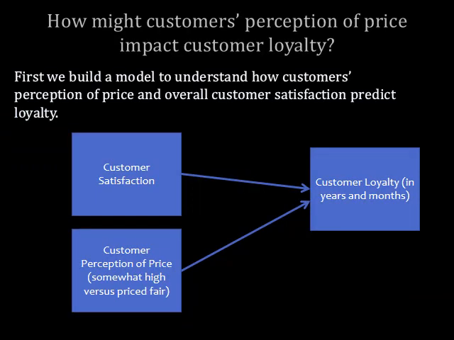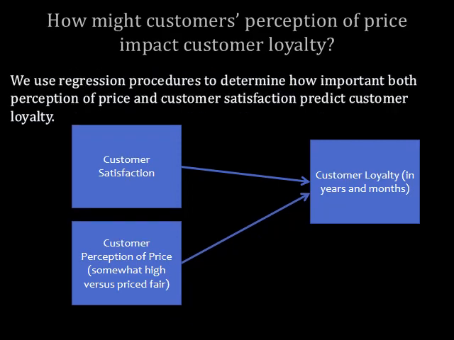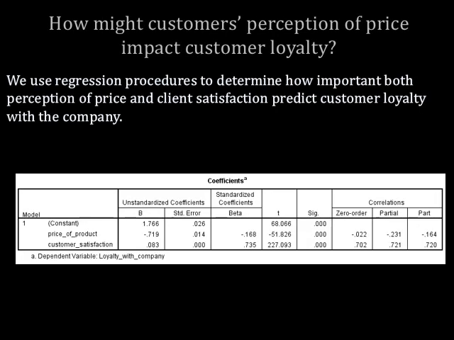So we build a model to discover how overall customer satisfaction and customer perception of price predicts customer loyalty. We then use regression modeling to understand how important both variables, perception of price and customer satisfaction, predict customer loyalty. We run the analysis and interpret the results. The coefficient table provides a test of the hypothesis for a simple regression, that is, whether perception of price and/or customer satisfaction are predictors of customer loyalty. In this case, both are significant predictors.